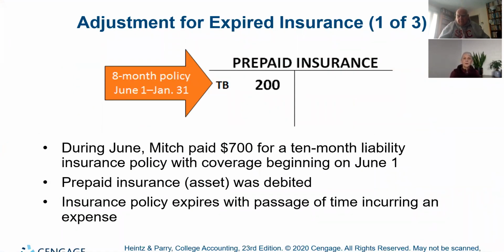Same thing with prepaid insurance. This company bought an 8-month policy covering June through January. I don't know why they picked such a weird time frame, huh? June. So that's 8 months, 7 in the year before. During June, he paid $700 for a 10-month policy. Okay. Prepaid insurance was debited. The policy expires at the rate of, I guess, $100 every month.